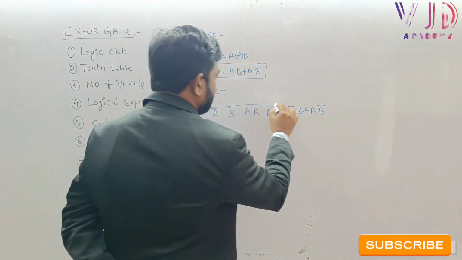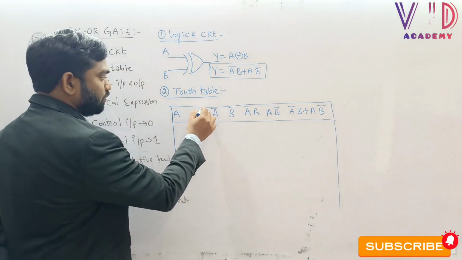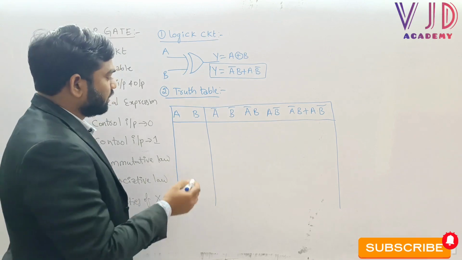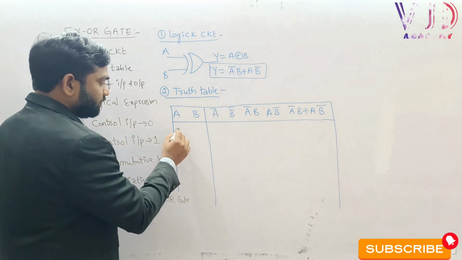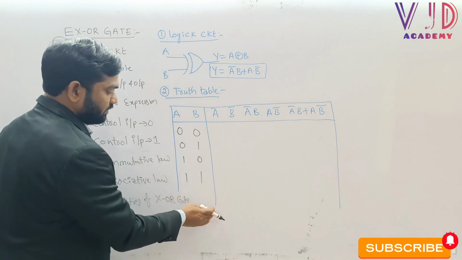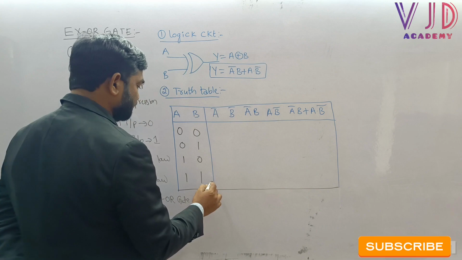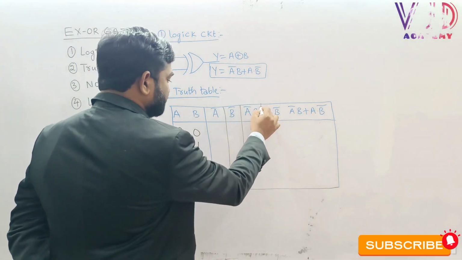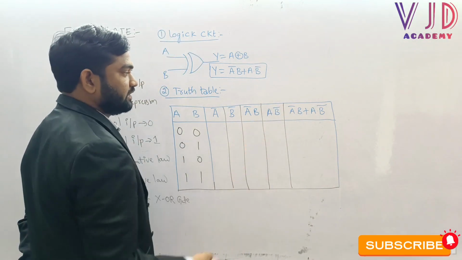Sir, let me consider here 4 inputs, because we have 2 inputs A and B, so we will get 4 input combinations, which are 0 0, 0 1, 1 0 and finally 1 1. Now let me calculate all the possibilities for these 4 inputs. The first one is A bar, second one is B bar, third one is A bar B, and fourth one is A into B bar.